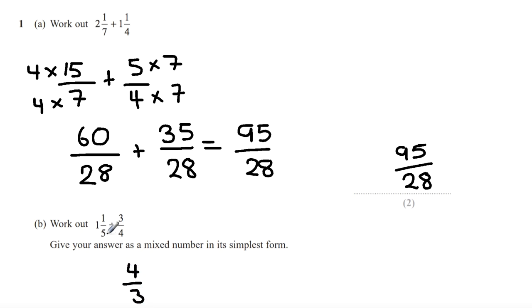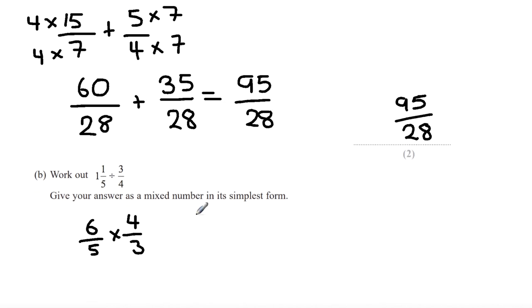Now I'm just going to convert this mixed number into an improper fraction. So 5 times 1, which is 5, plus the 1, 6. So it's 6 over 5. Now I'm going to multiply across. So 6 times 4 is 24. 5 times 3 is 15.